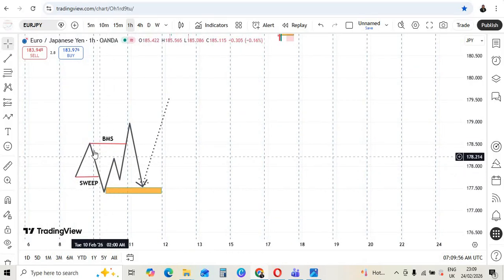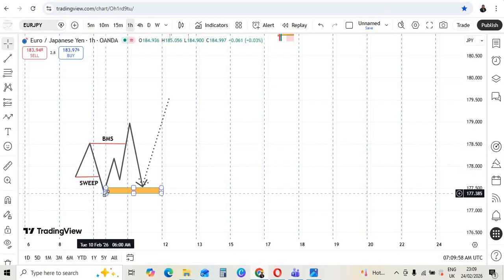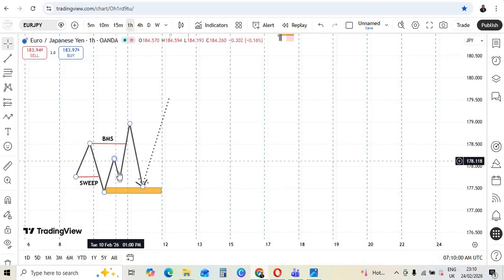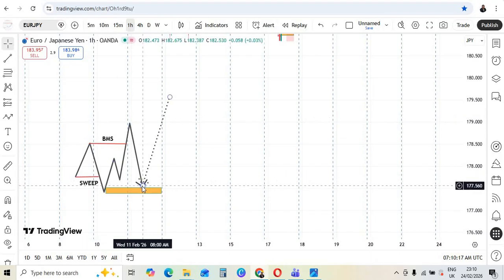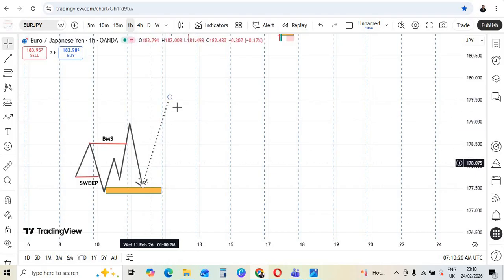So we had a sweep. Then before this break here, price will do something like this, a high and a low. Price is going to create a low here. You understand? Now this low is going to serve as liquidity, because price will still come back to use this liquidity to fuel the impulse move that later happened there.